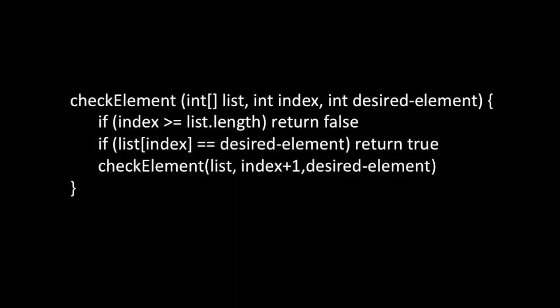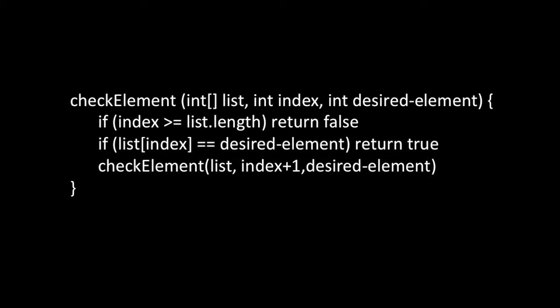Given this, we can write a recursive algorithm in pseudocode to solve our linear search problem. checkElement takes the array we're searching, the index of the current element at which we're looking, and the element we're looking for. The body of the method is that if the index is greater than or equal to list.length, that is, we've looked through the entire list, then return false because the element isn't in the list.